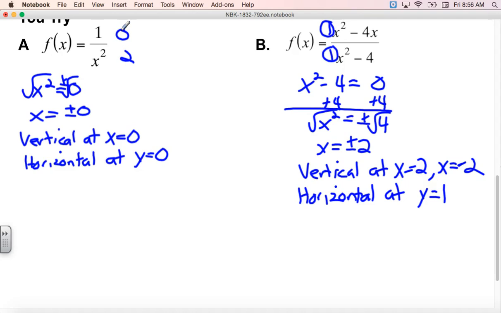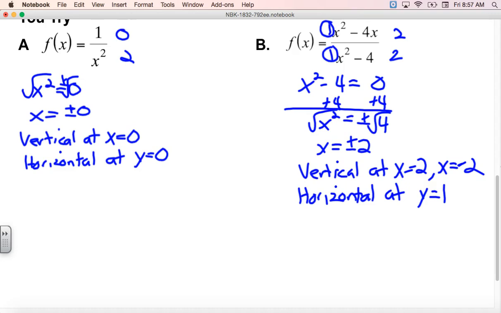B, you've got to set x squared minus 4 equals 0. You add 4, take the square root. So you've got vertical asymptotes at x equals 2 and x equals -2. And then the degree up top and bottom are the same, right? The degree on top is 2, the degree on bottom is 2. So you look at the lead coefficients, 1 over 1. So your horizontal asymptote is at y equals 1.